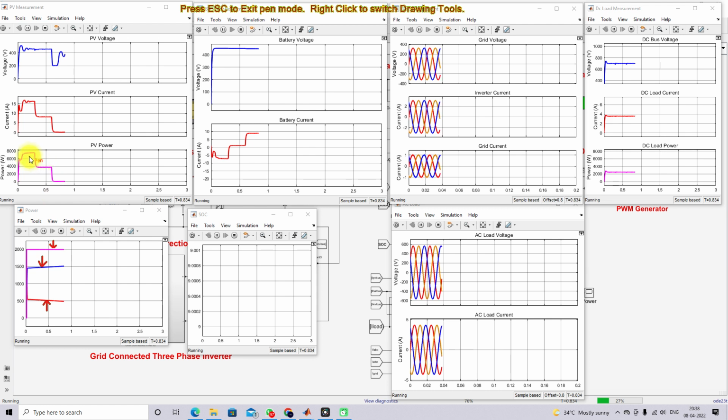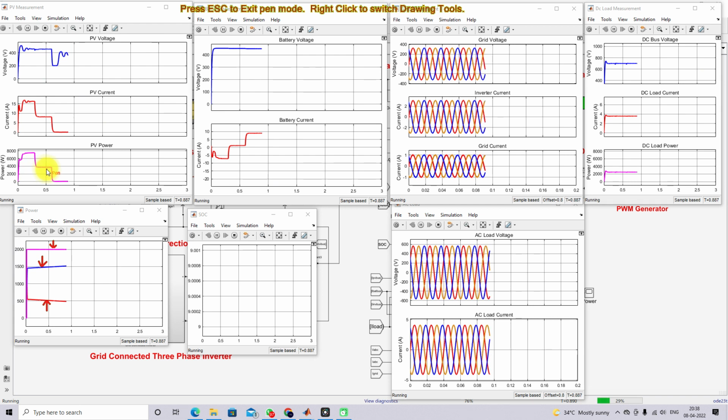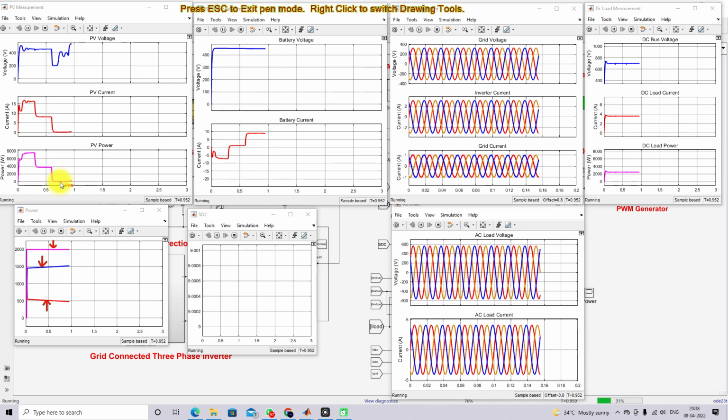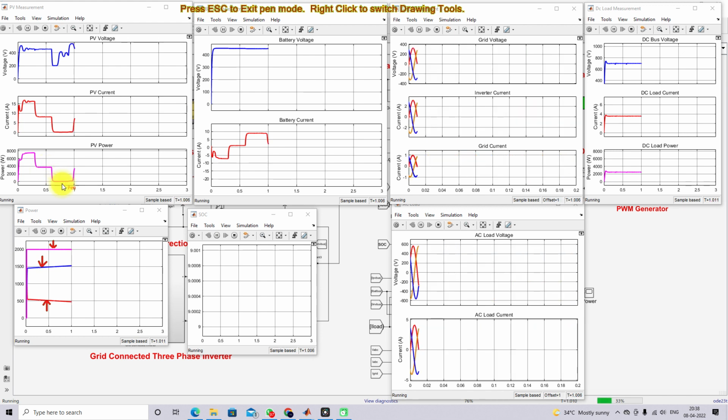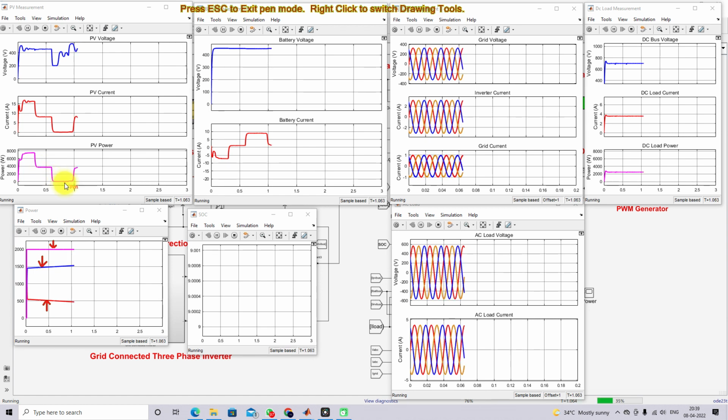So here you can see that the PV power changes from 7500 to nearly 4000 because the irradiation changes from 1000 watts per meter square to 500 watts per meter square. After that, here you can see that the power changes from 4000 to 0 watts because the irradiation changes from 500 watts per meter square to 10 watts per meter square.